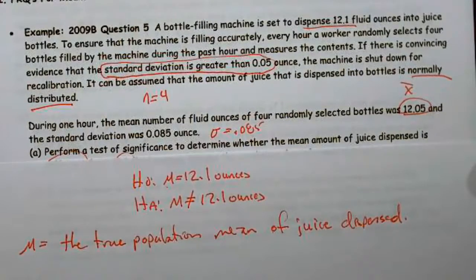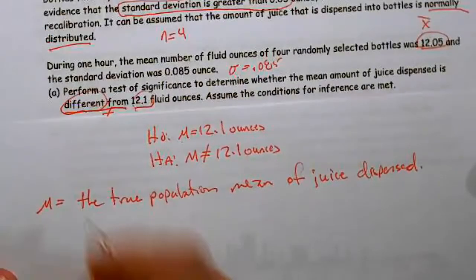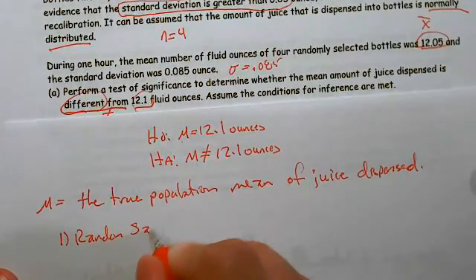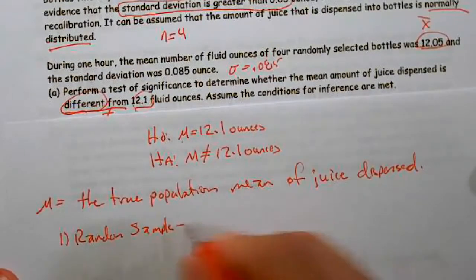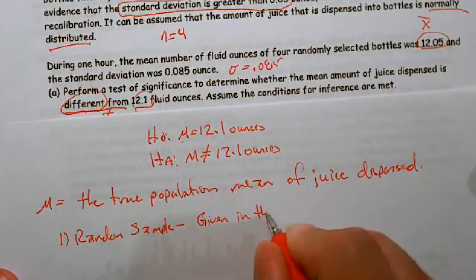All right, now we don't have to do the conditions, but I'm going to do them here anyway. My conditions, the first one, random sample. You can't just write random sample check, or they don't like that. They much prefer you to say random sample given in the problem.